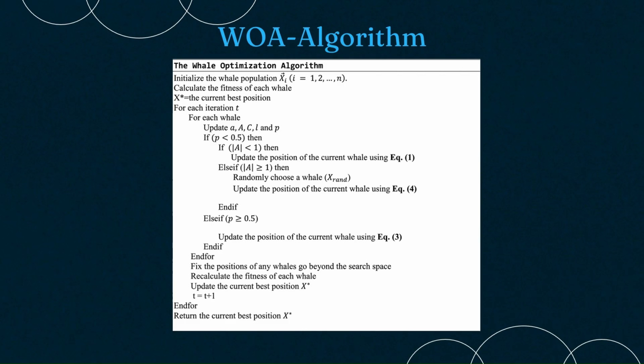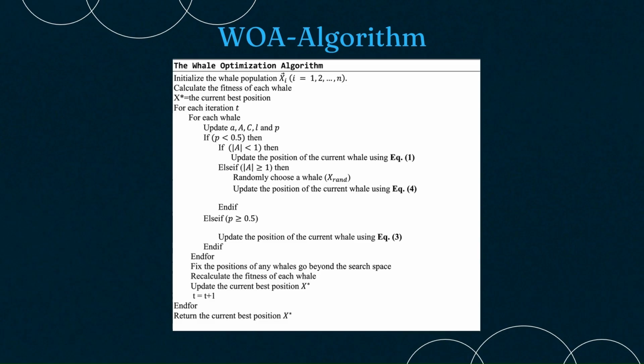Moving on to the next page, we have the complete algorithm workflow. It starts by initializing a whale population, meaning we randomly generate several possible solutions. Then we calculate the fitness of each whale based on the objective function. The whale with the best fitness value becomes the temporary prey. Once we know the best whale, each whale chooses one of the three movement strategies.